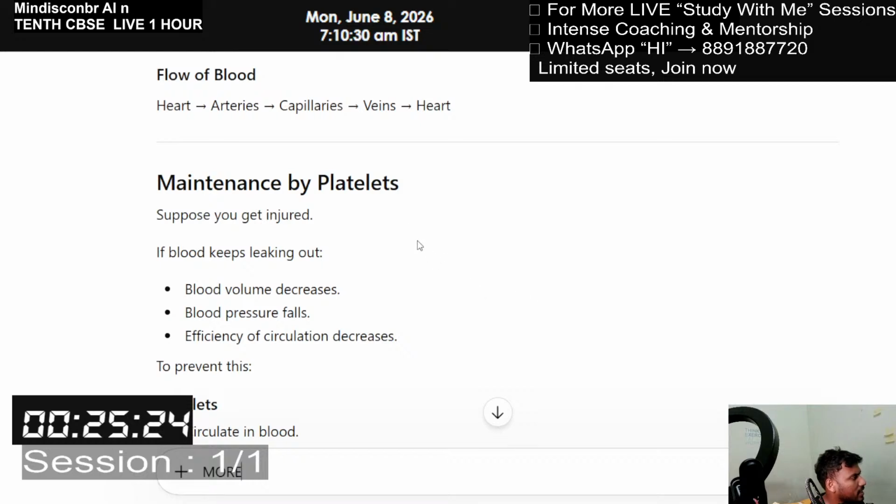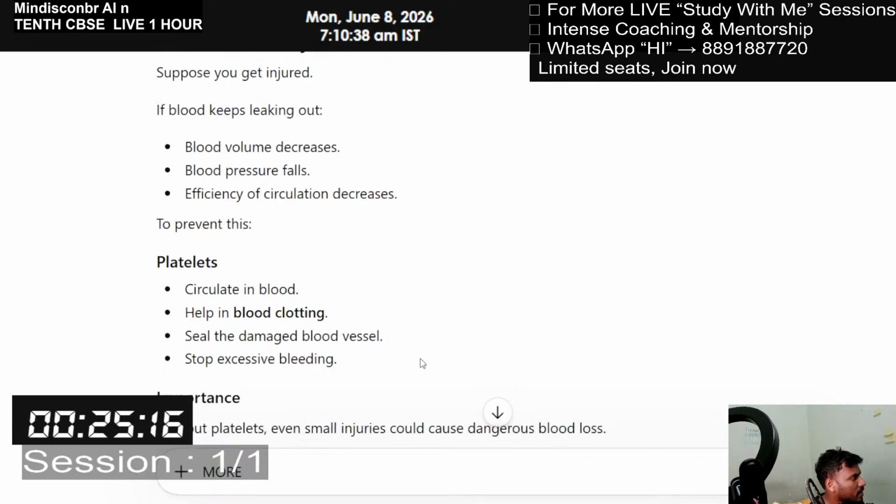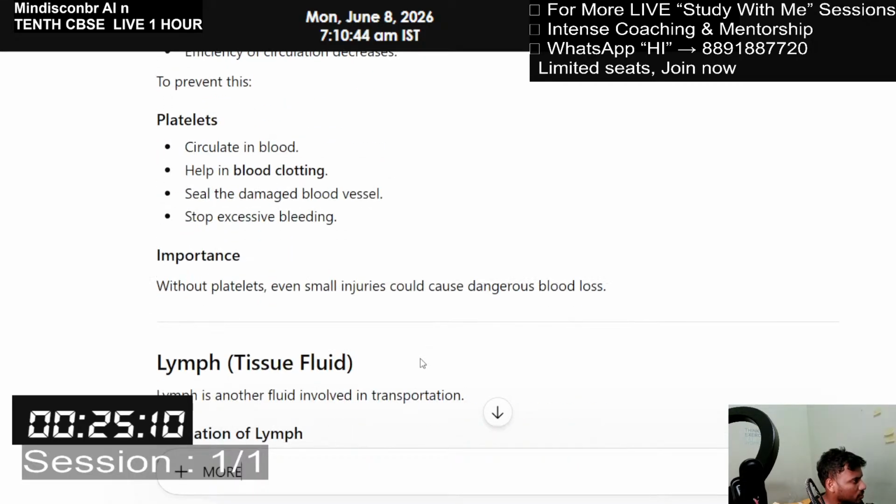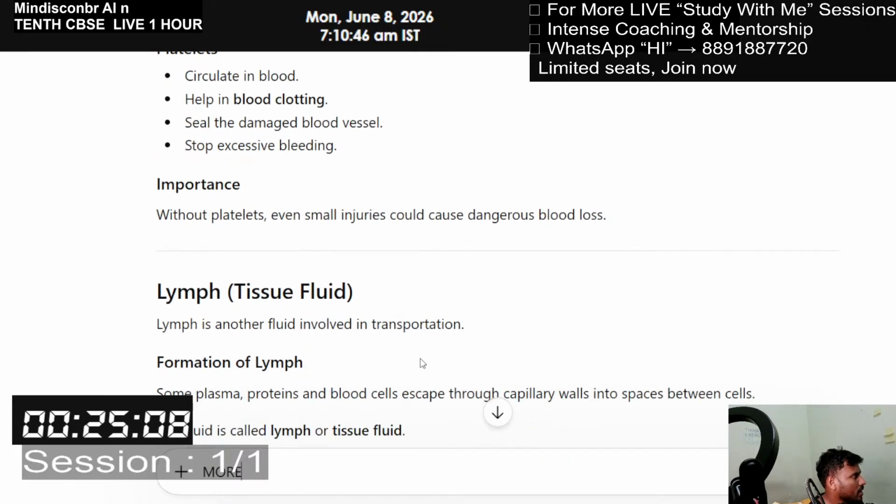This is maintained by platelets. Suppose you get injured. If blood keeps leaking out, blood volume decreases, blood pressure falls, and the efficiency of circulation decreases. To prevent this, platelets circulate in blood, help in blood clotting, seal the damaged blood vessel, and stop excessive bleeding. Importance: without platelets, even small injuries could cause dangerous blood loss.